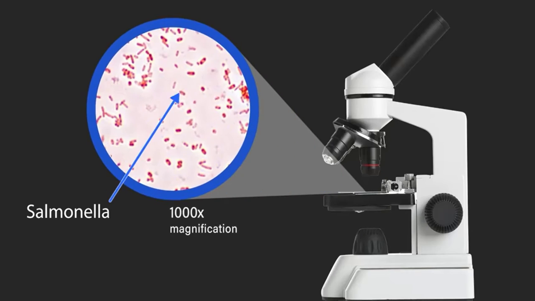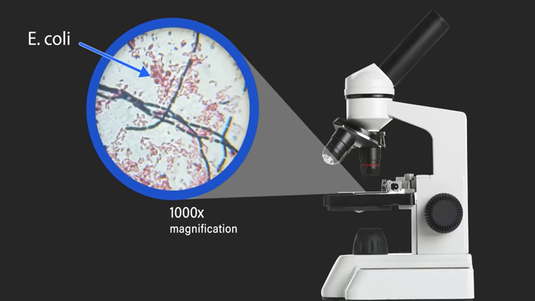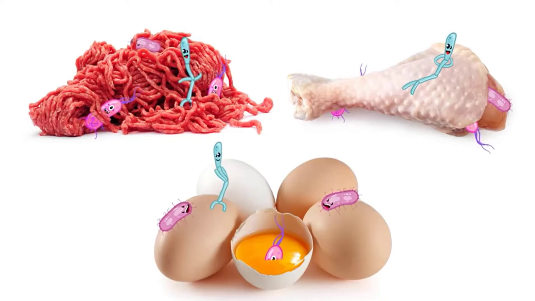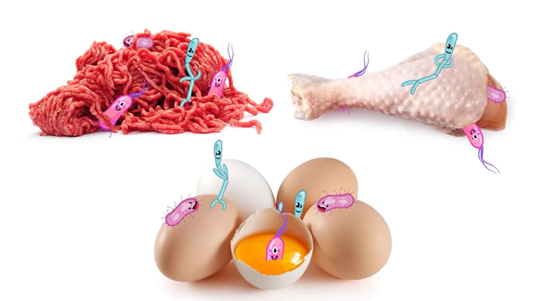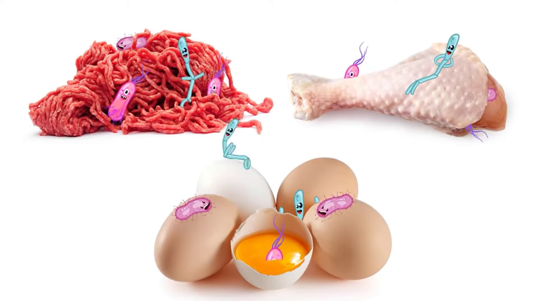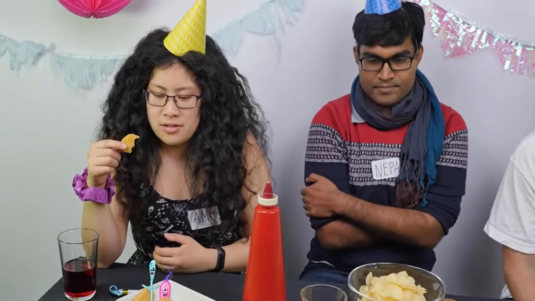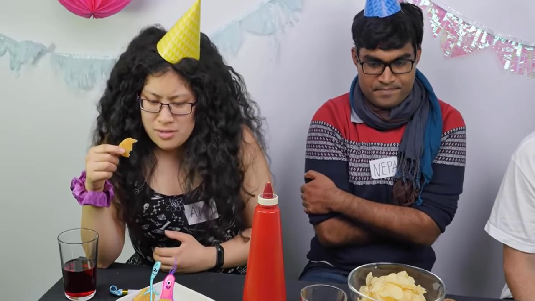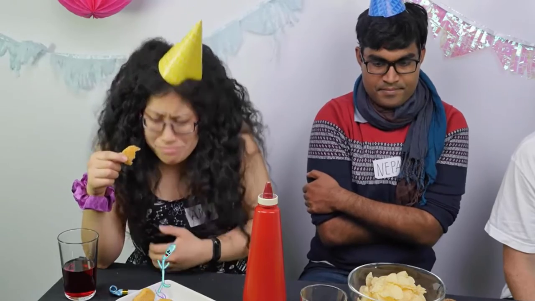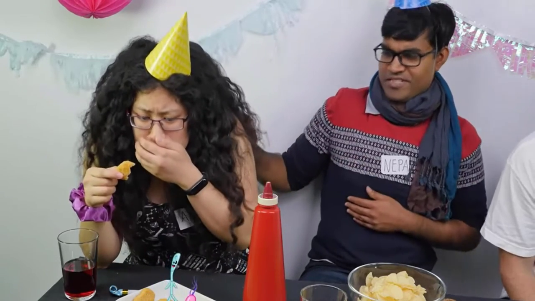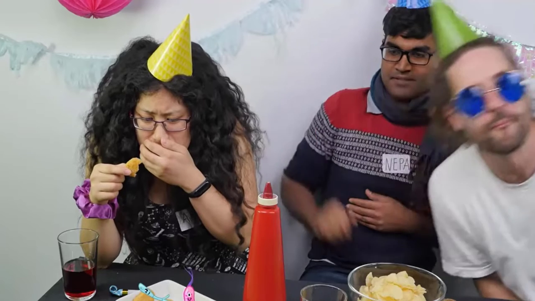You might have heard of some bacteria before, like Salmonella, E. coli, or B. cereus. You can see them easily with a light microscope, like the ones in your science classroom. All of these bacteria like to hang out in uncooked meat, chicken, and eggs, and are common culprits of food poisoning, with symptoms such as vomiting and diarrhea. Oh no, food poisoning. Could be serious.